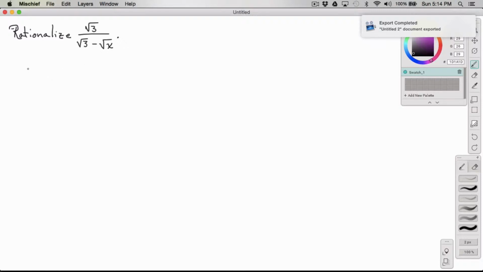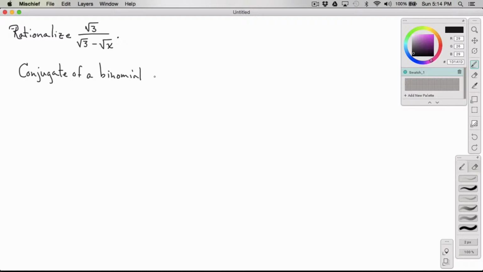And that sounds like a big word, but here's what it is. The conjugate of a binomial is found by changing the sign of the second term.